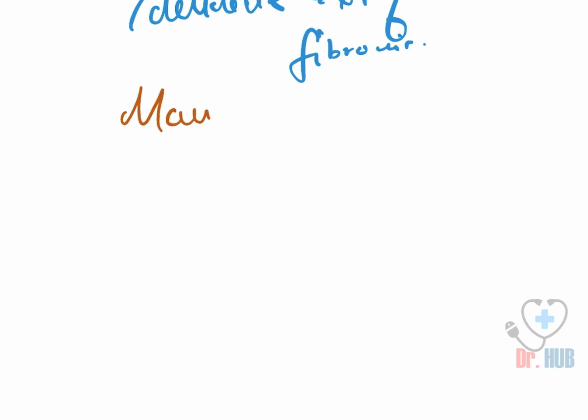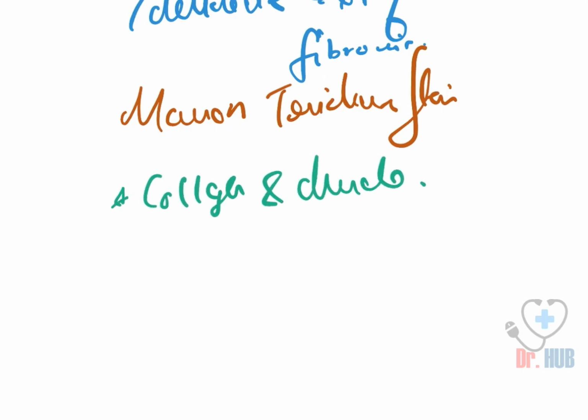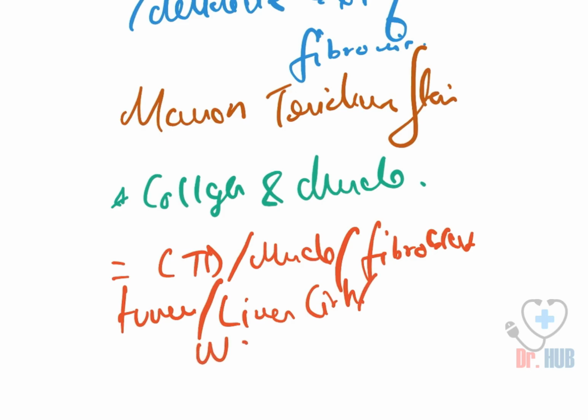Next, we move on to the Masson trichrome stain. The Masson trichrome stain is used to demonstrate collagen and also muscle. The disorders it includes are connective tissue disorders as well as muscle and fibroblast tumors. Next, liver cirrhosis as well as neuromuscular disorders.